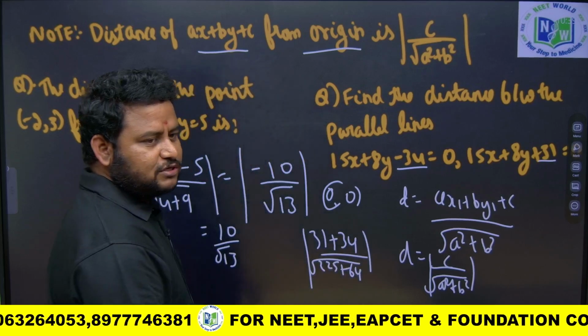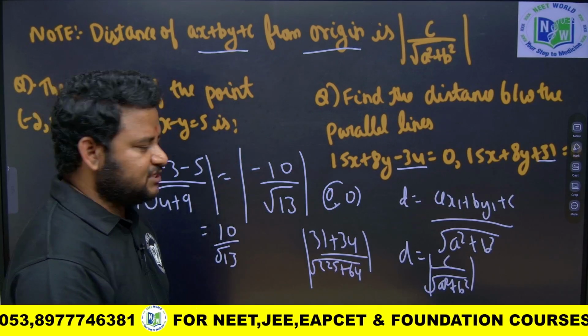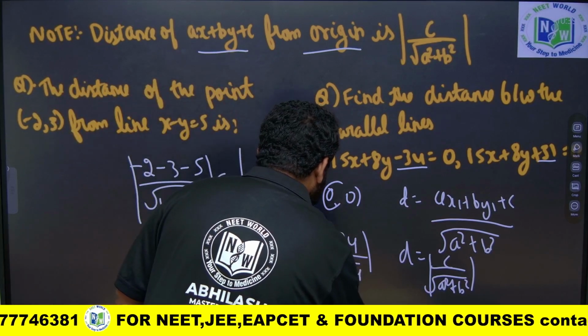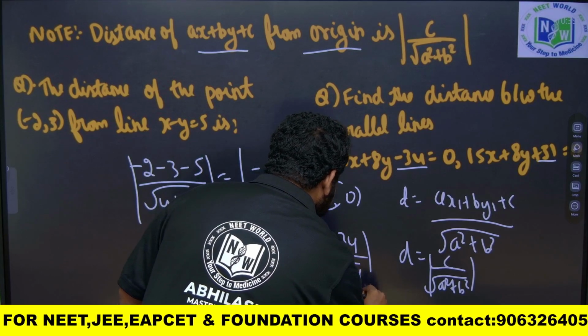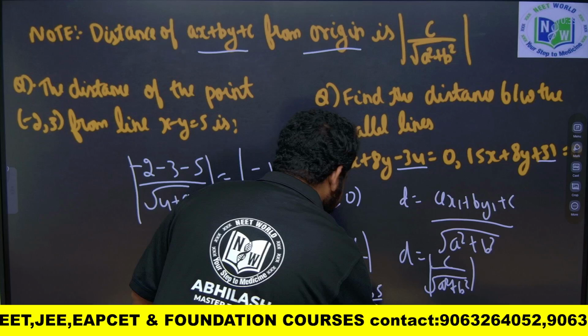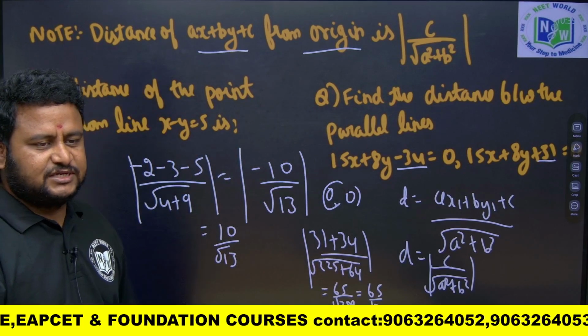31 plus 34 is how much? 60 plus 5 is 65. So this will become what, friends? 65 divided by square root of 289. Square root of 289 is 17. So 65 by 17. Okay, the answer is 65 by 17.